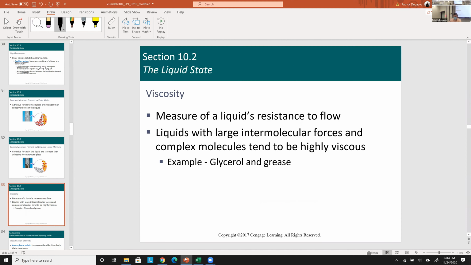Okay, then viscosity. Viscosity is the measure of a liquid's resistance to flow. I'm building a lot of associations here, but they all make sense if you know about intermolecular forces. That's why we started off with that. Liquids with large intermolecular forces and complex molecules tend to be highly viscous. Like glycerol, a long molecule with a lot of OHs on it. And grease is long chains of molecules that have pretty strong intermolecular forces because they're large.